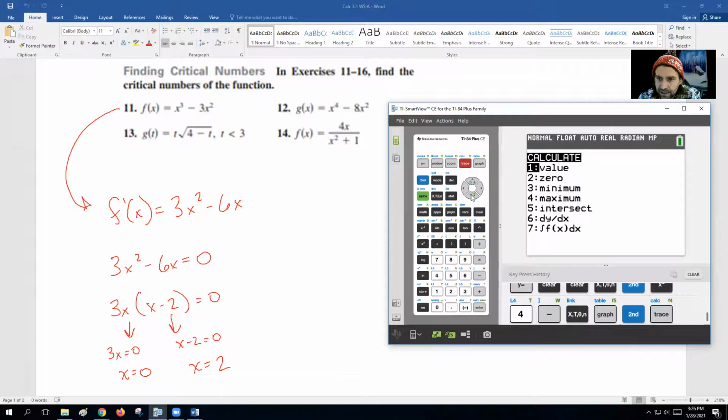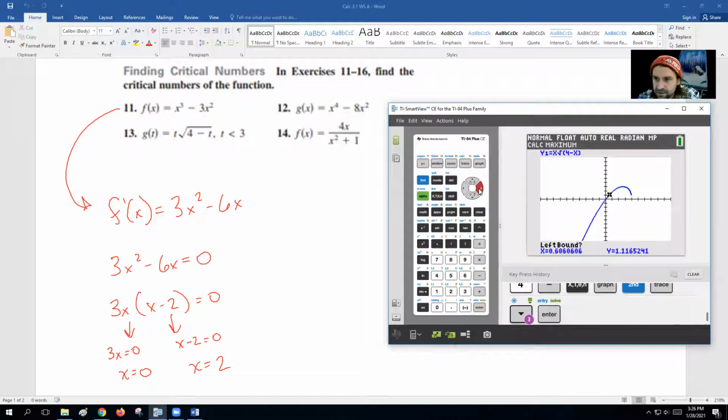We can do second calc, and we can ask it right here for option 4 to find the maximum. Tell me the highest point. The highest point looks like it's somewhere between 2 and 3. So we can say left bound is 2, right bound is 3. We can guess where it is, but it will tell us that it's at 2.66666, or 2 2/3. So the critical number for this one is 2 2/3, which is 3 times 2 is 6 plus 2, that's 8/3. And I'm sure if we did the derivative and set that equal to 0, we would get 8/3.